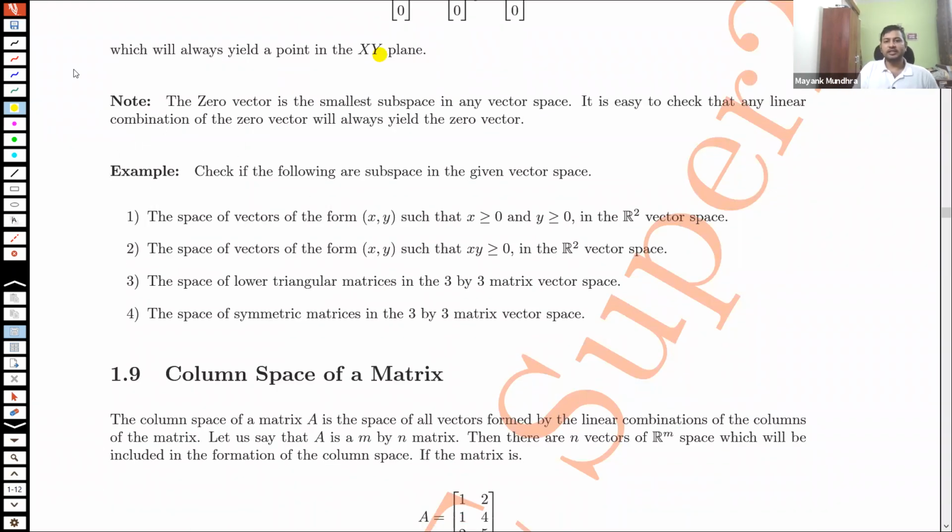So let's quickly check some more examples. All right, why don't you work out these 4 examples and tell me which of them are subspaces. Your final answer should be, let's say you find out 2 and 3 are subspaces, just 2 and 3. That's what I want.